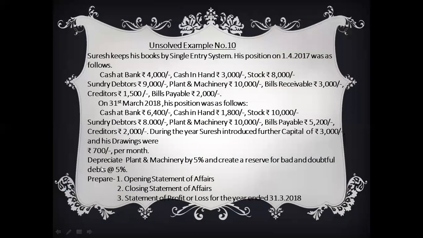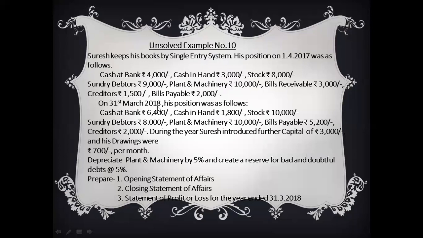Finally, in this slide, the unsolved example number 10 from the textbook is given. Suresh keeps his books by single entry system. His position on 1/4/2017 was as follows. Cash at bank rupees 4,000, cash in hand rupees 3,000, stock rupees 8,000, sundry debtors rupees 9,000, plant and machinery rupees 10,000, bills receivable rupees 3,000, creditors rupees 1,500, bills payable rupees 2,000. These are the opening balances.